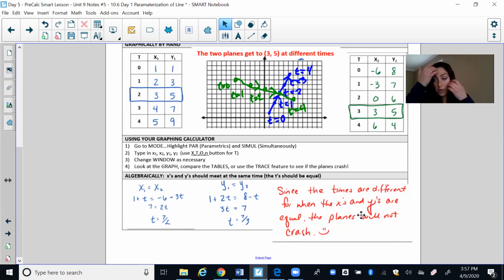So those are the 3 different ways that we can go about doing this problem: graphing it by hand, graphing it in a calculator, or algebraically solving for the intersection.